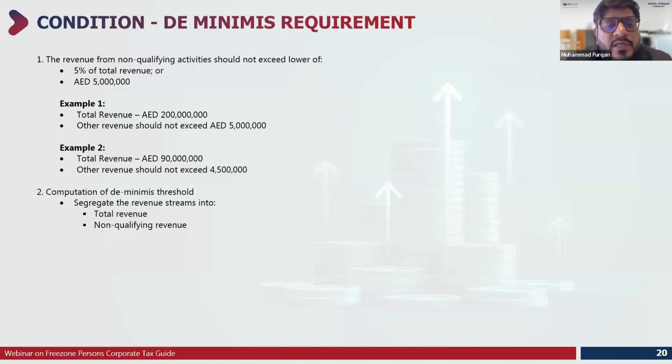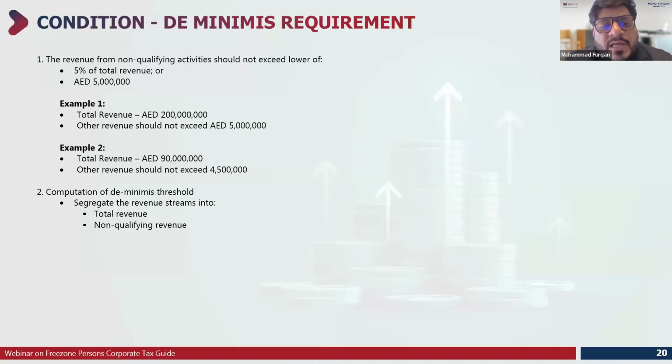The main condition is that the revenue from non-qualifying activities should not exceed the lower of 5% of total revenue or AED 5 million. We will discuss the calculation of total revenue in coming slides, but to keep it simple, we have two examples here to clarify this concept. For example, if we have total revenue of AED 200 million, then other revenue should not exceed AED 5 million, because 5% of 200 million will be 10 million, and that will exceed 5 million. So we will have to take the lower amount.